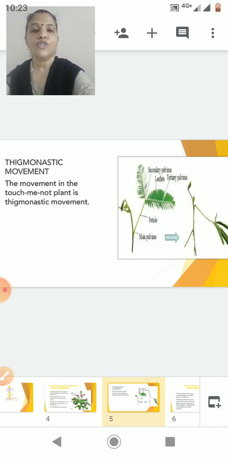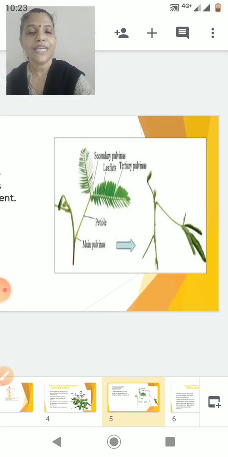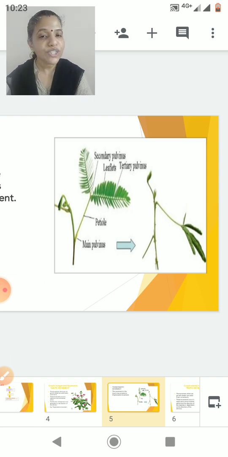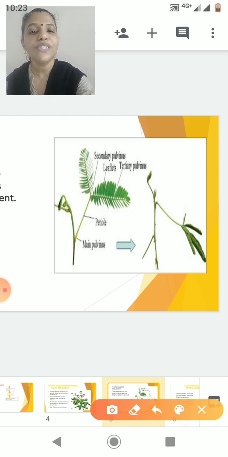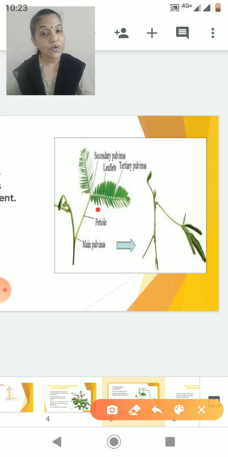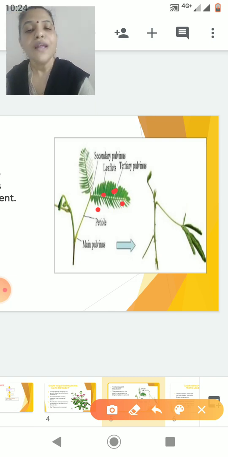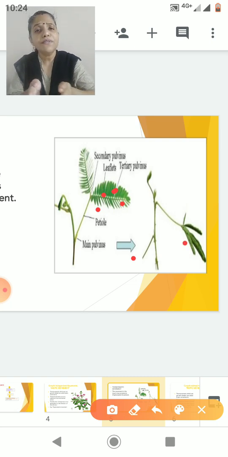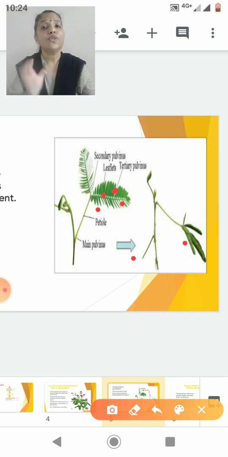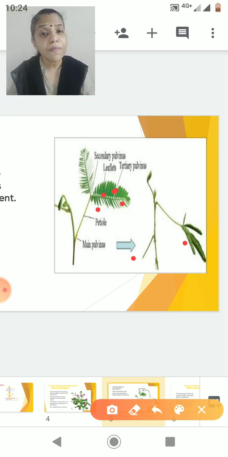Now, students, here you can see this is before the stimulus. Can you see all the leaves in the expanded state over here? Now after the touch, after the stimulus is given, what is happening here? Can you see all the leaves are drooping down? All the leaves are folding, correct or not? So here, this is an example of nastic movement.